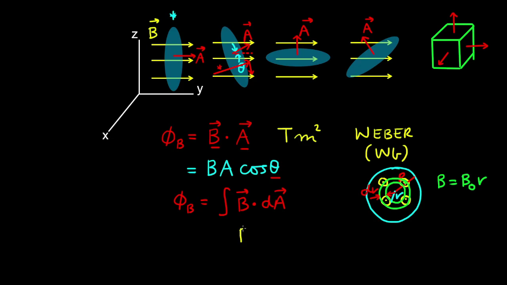then this flux integral becomes B naught r being the magnitude of the magnetic field by the magnitude of the differential area vector, which is the area of that ring, being 2 pi r dr, cosine theta. So the area vector and the magnetic field vector point out of the plane in this case, in the y direction. So cosine of the angle between them, being 0, gives 1. And then we integrate from 0 to the radius of that area. And that gives the magnetic flux.